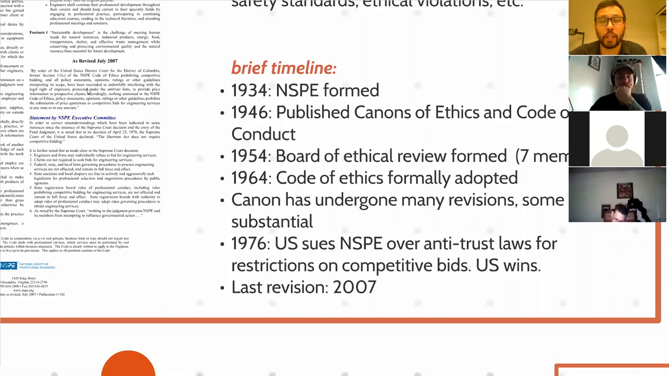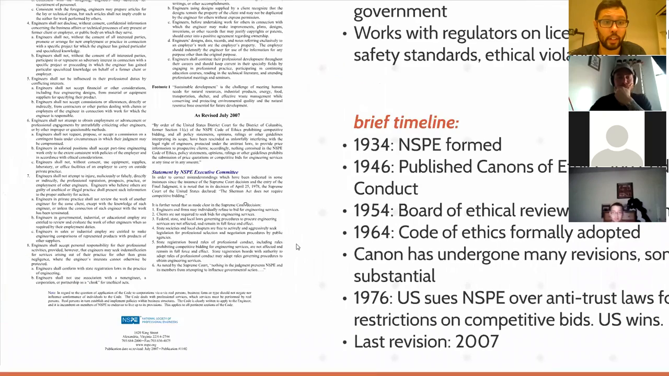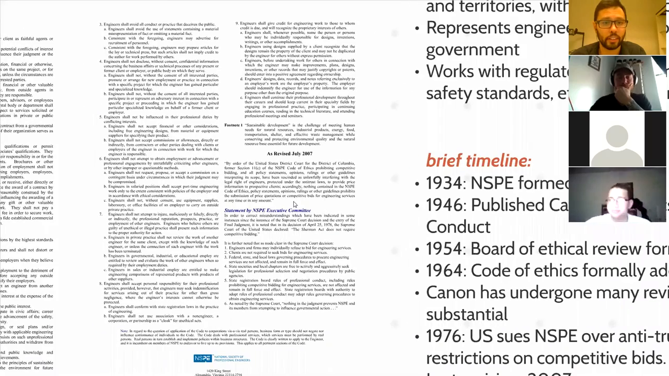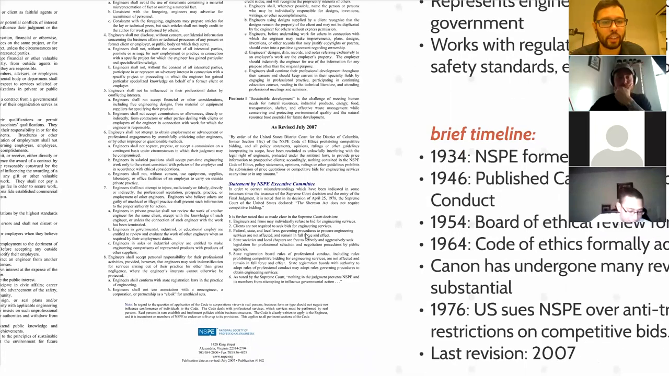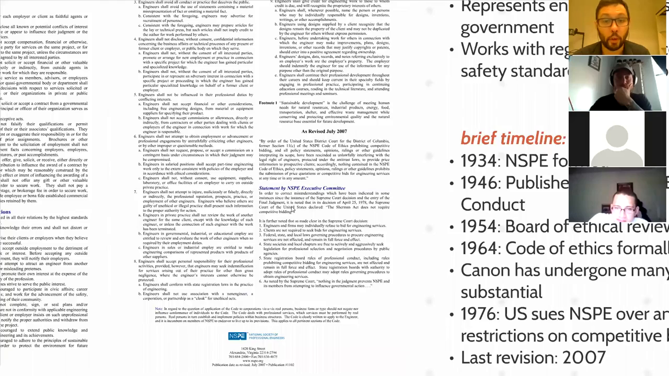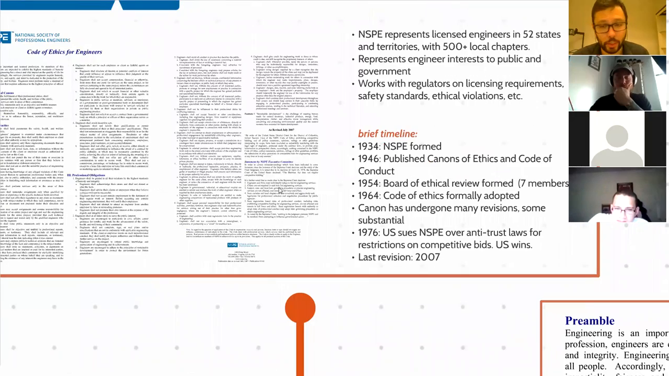And the US decided that these anti-competitive bidding policies were in violation of the rights of engineers, that engineers had the right to enter into competitive bids to try to secure contracts. And then it was also in violation of the antitrust laws in the United States. So the US won these court battles, and the NSPE had to revise its code of ethics several times. You can see the remnants of these revisions at the end of the code of ethics, where they talk about the competitive bidding policies. So it's been revised several times. This is a changing document, but it hasn't changed in a long time, almost 10 years.